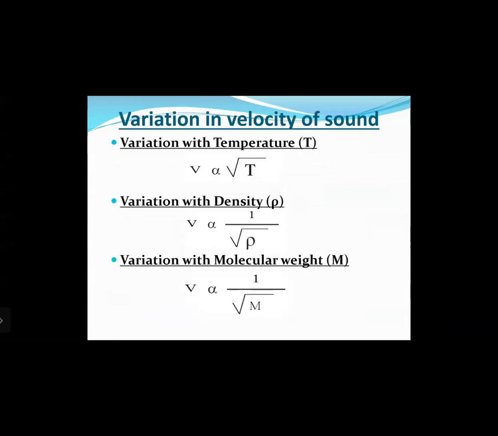We also saw the variation in velocity of sound, meaning for a given medium, how does the velocity of sound change with changes in different conditions. The first one is what? Variation with temperature. Velocity of sound is directly proportional to the square root of temperature. Then variation with density. Velocity of sound is inversely proportional to the square root of density. And variation with molecular weight. Velocity of sound is inversely proportional to the square root of the molecular weight.